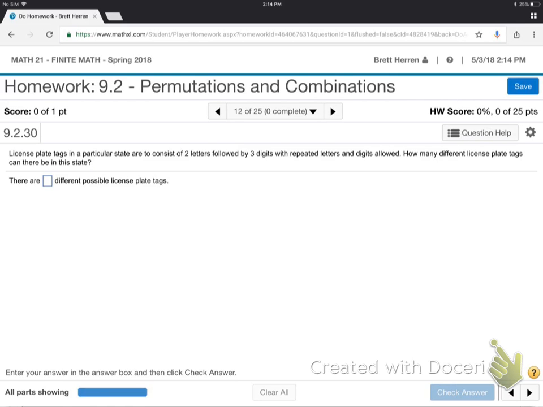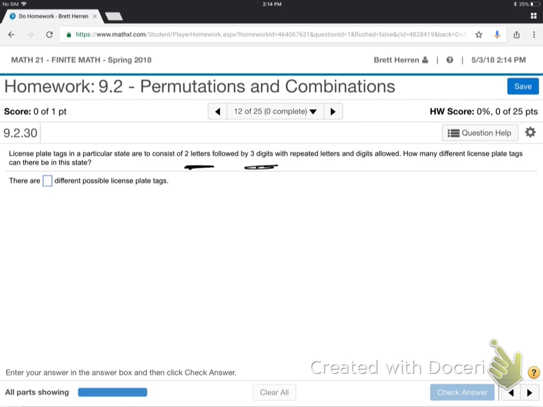So if we're going to do 2 letters, what's the plan? 2 letters followed by 3 digits. How many different license plates is that going to cover? So you want to count them. This is a counting question. Let me give you a second. You'll get more out of it than if I just whip it out.